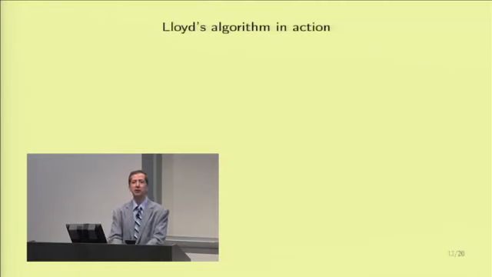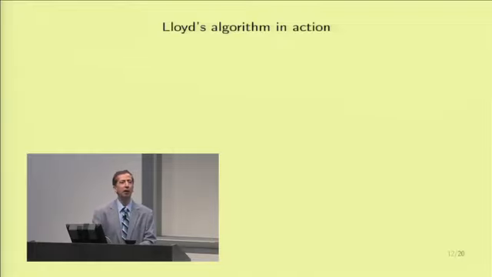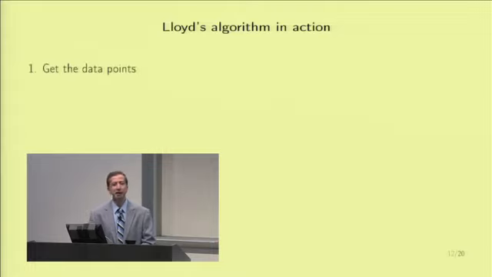So now let's look at Lloyd's algorithm in action, and I'm going to take the problem that I showed you last time for the RBF kernel. This is the one we're going to carry through because we can relate to it now. And let's see how the algorithm works. Okay. So the first step in the algorithm is give me the data points. Okay, thank you. Here are the data points.